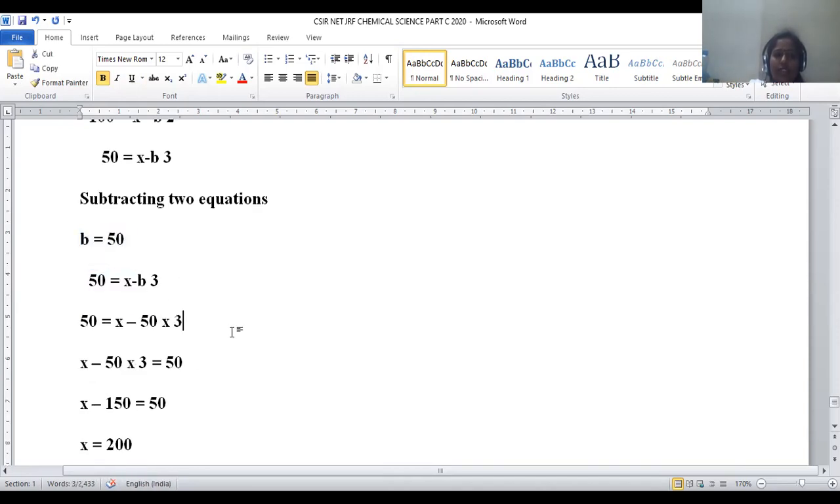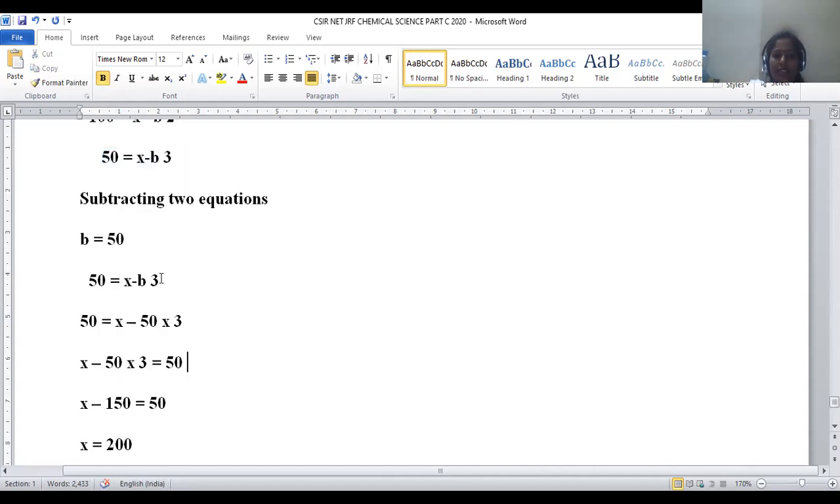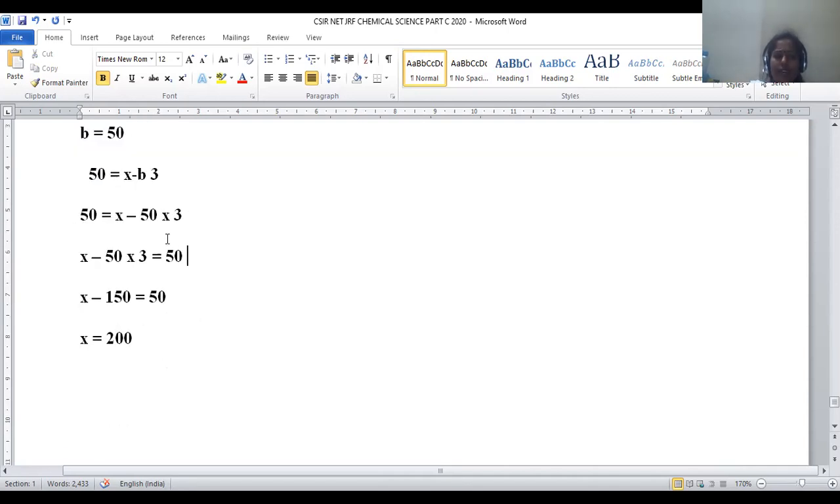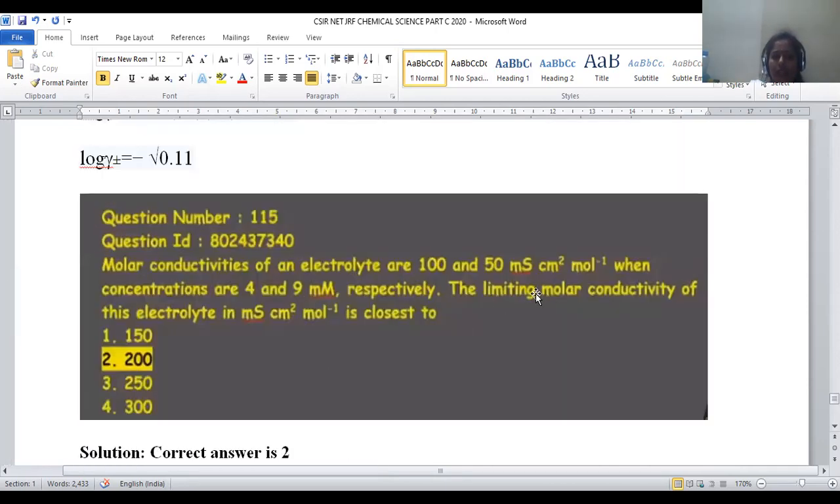Let us substitute this b value in the equation. Any one of the equations we can substitute. I am taking the second equation, that is 50 is equal to x minus 3b. Substituting b as 50, 50 is equal to x minus 50 into 3. 50 into 3 is 150. So x minus 150 is equal to 50. X is equal to 150 plus 50, that is 200. So this limiting molar conductivity will be 200.